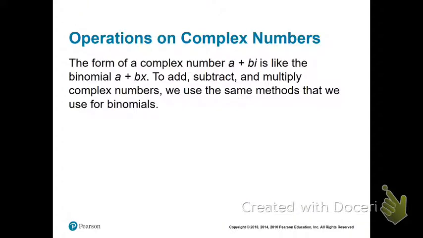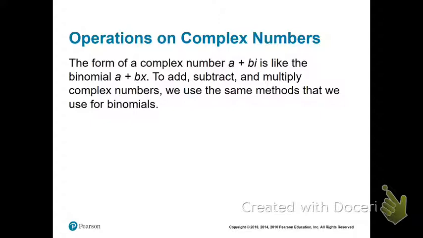So, operations on complex numbers. It says the form of a complex number a plus bi is like the binomial a plus bx. To add, subtract, and multiply complex numbers, we use the same methods that we use for binomials. So when we add and subtract with complex numbers, we just combine our like terms. We combine everything that doesn't have an i together, and we combine everything that does have an i together. When we multiply, we treat i just like x as well.